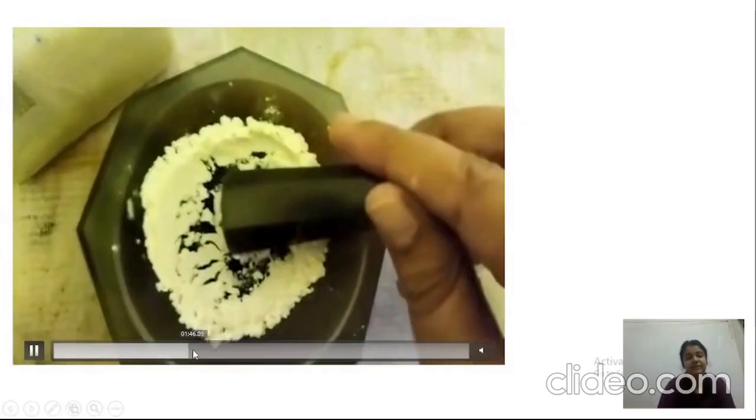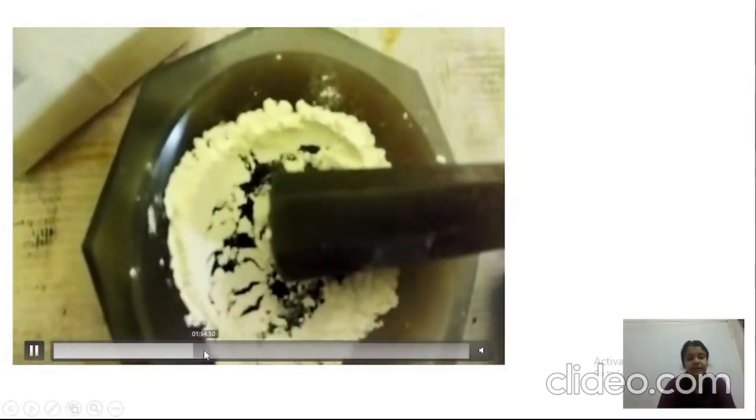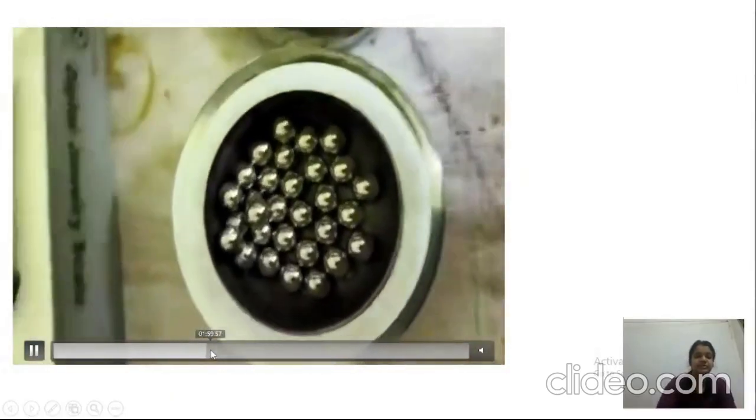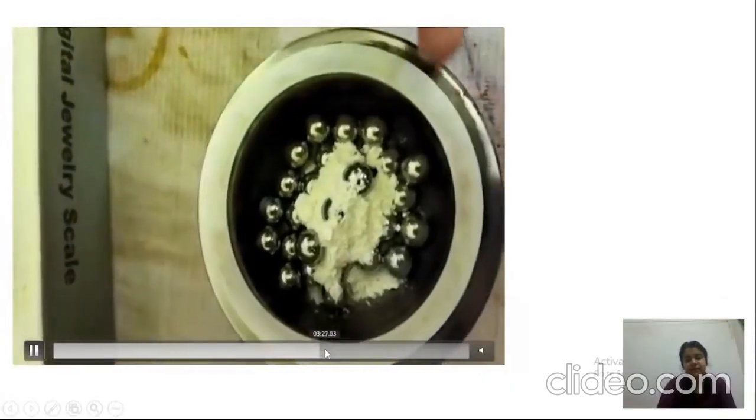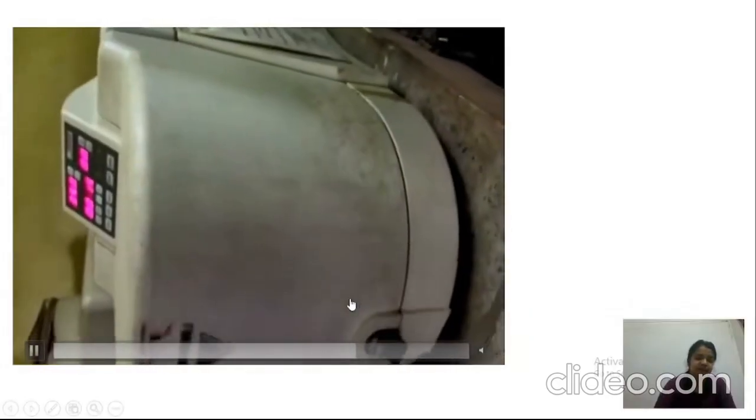And when the mixture gets ready, then we can transfer it into the chrome steel vial or chrome steel pot of that ball mill. This is basically the chrome steel pot, and this contains around 30 chrome steel balls. After transferring this precursor powder into this chrome steel vial, we place this vial inside the ball mill. And this is our ball mill. This is basically our P6 model of ball mill, and this is a planetary ball mill.